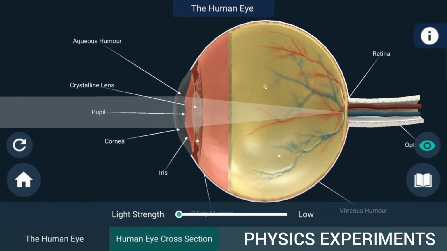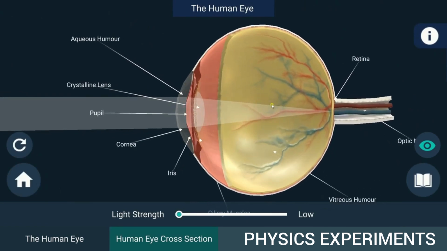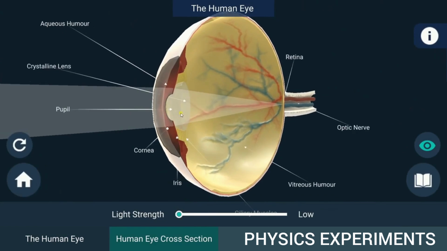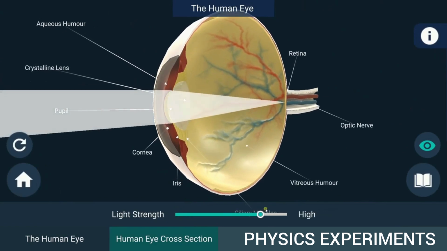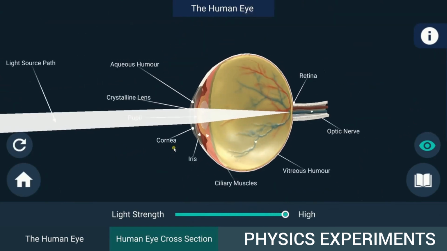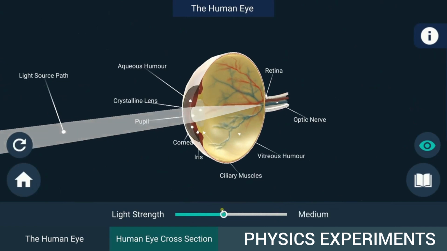We find a dark muscular diaphragm called iris behind the cornea. It changes the amount of light falling on the eye. We can see that the pupil adjusts its size to control the amount of light entering into the eye. The pupil size is controlled by the iris.